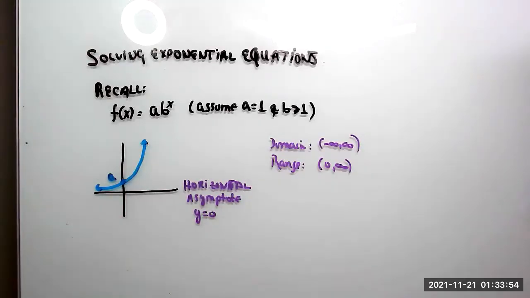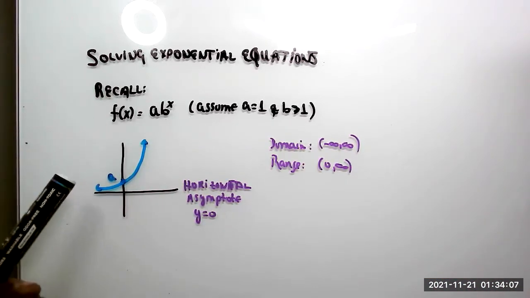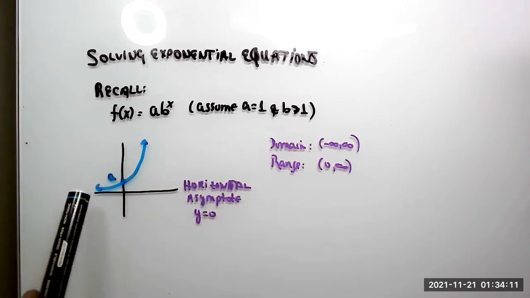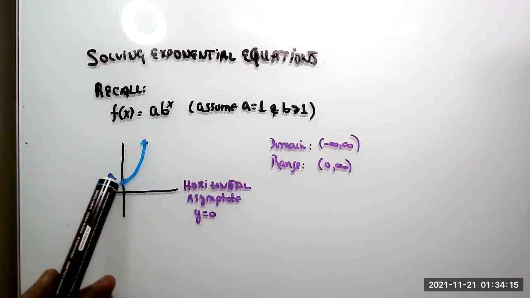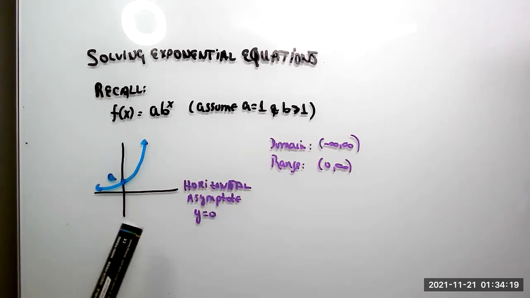The purpose of this video is to go over how to solve exponential equations. Recall the graph of the exponential function. Let's assume that a equals 1 and b, the base, is bigger than 1. So it's an exponential growth with y-intercept at (0, 1). a is going to be 1 as an assumption.